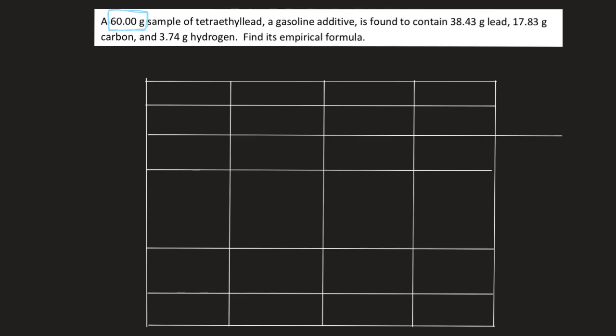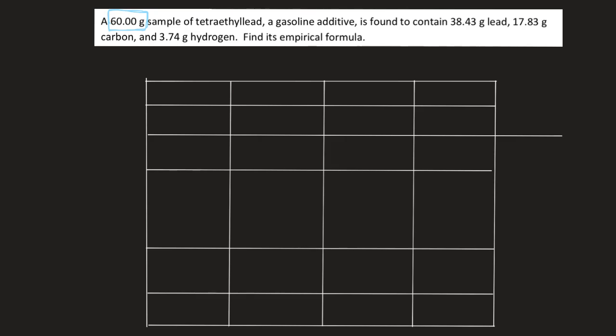A 60-gram sample of tetraethyl lead, a gasoline additive, is found to contain 38.43 grams of lead, 17.83 grams of carbon, and 3.74 grams of hydrogen. Find its empirical formula. Please make sure you write down the questions before you do the calculations, right?